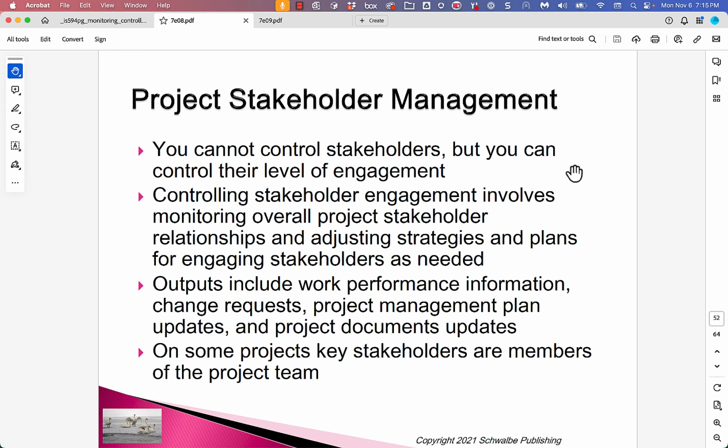On some projects, key stakeholders are members of the project team. Well, I'm going to point out that members of the project team are stakeholders all the time. I think what they're saying is some key client types are heavily integrated with the project team that's doing the project for the client. Okay, they're all stakeholders.